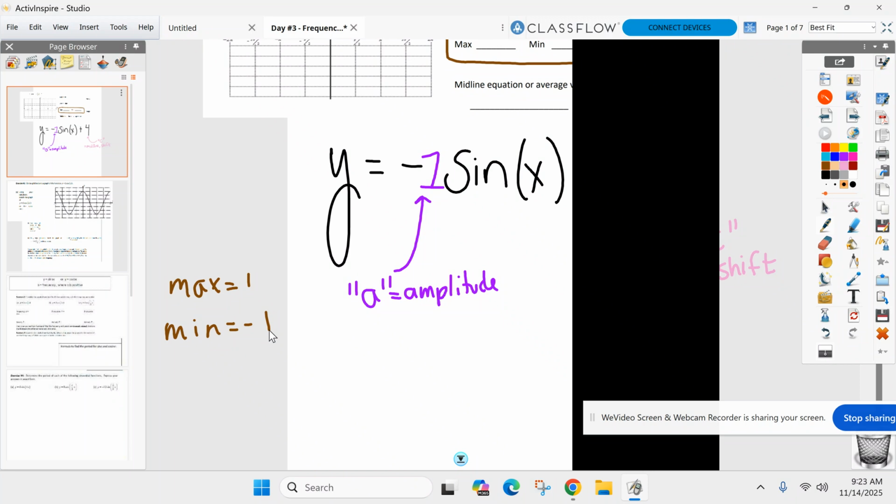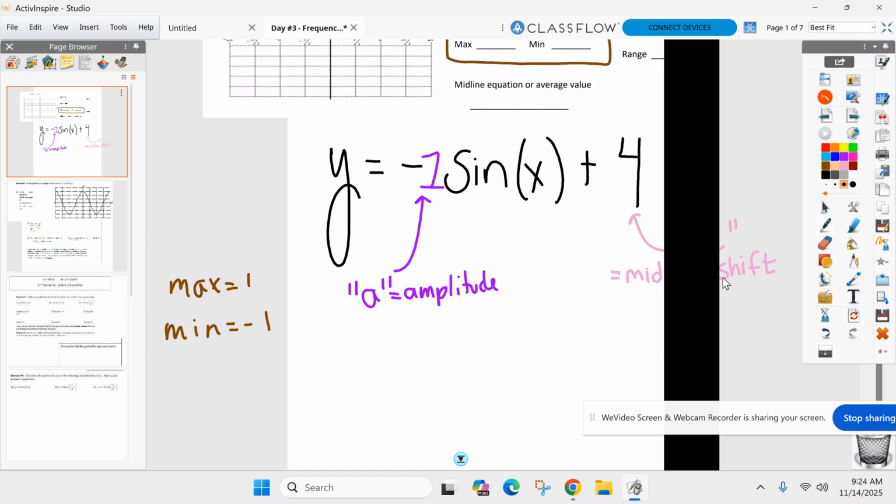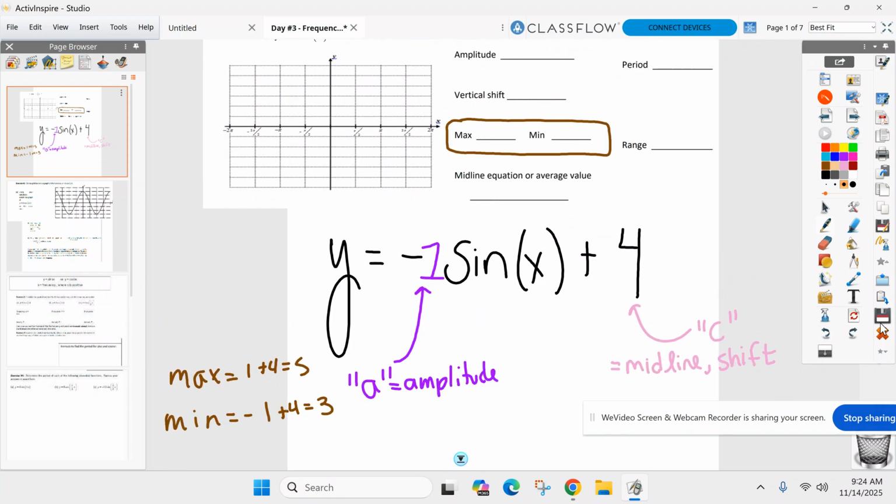1 and -1. But yesterday, now we shifted up 4. So the max, I add 4. What's my new max? 5. And the min goes up 4. What's my new min? 3. So there it is. That's how I find the new min and the max. So 3 is my minimum. 5 is my max. Good there, everybody.